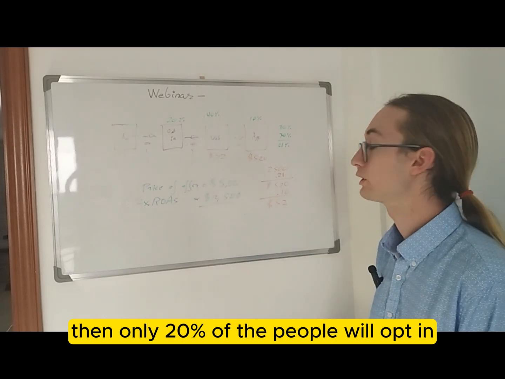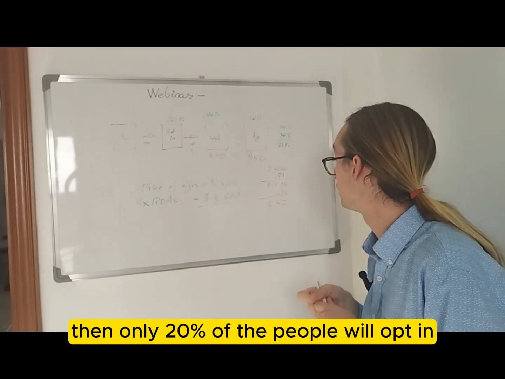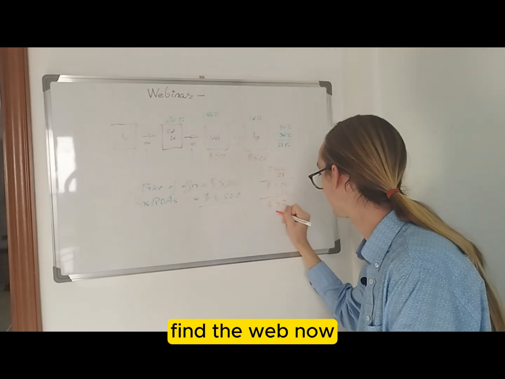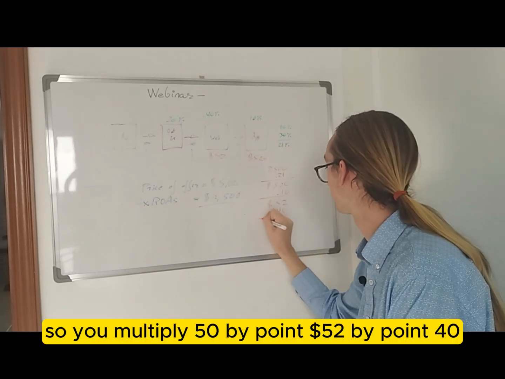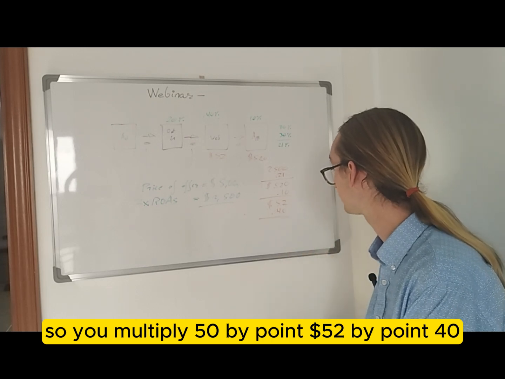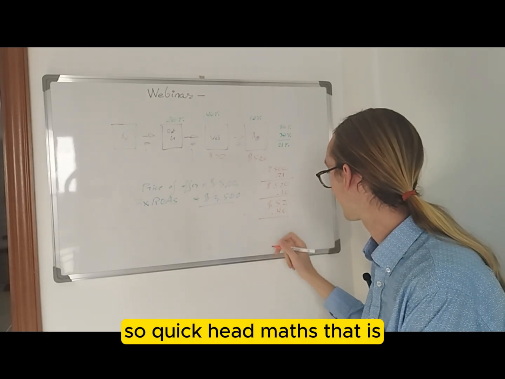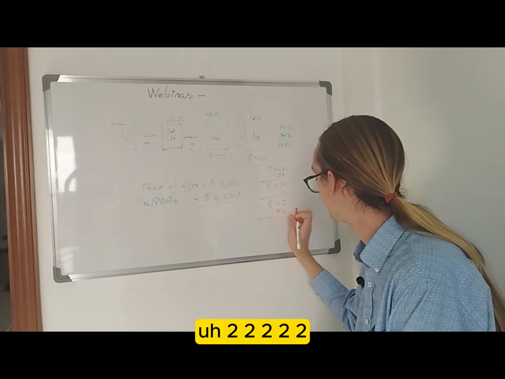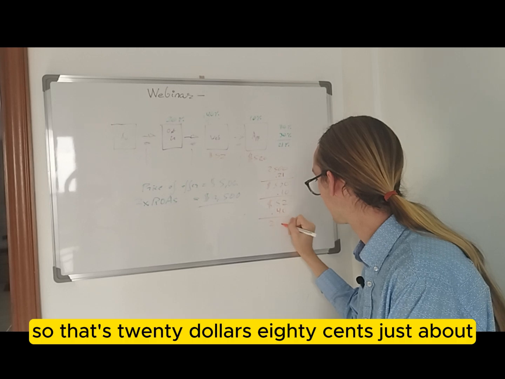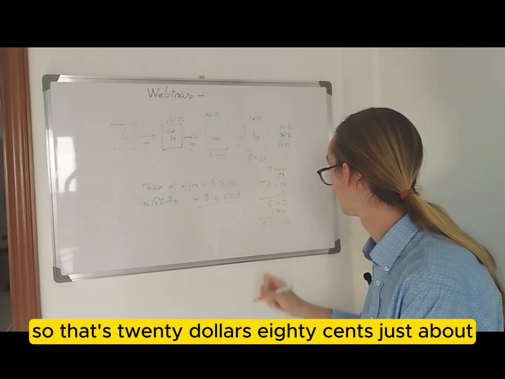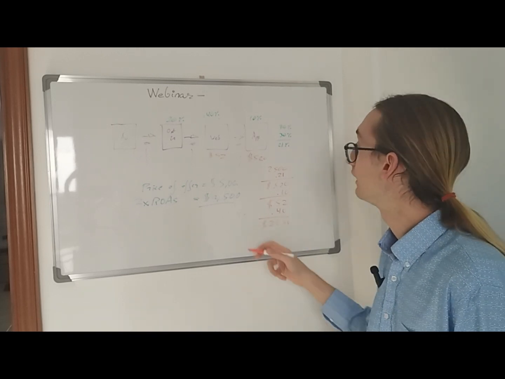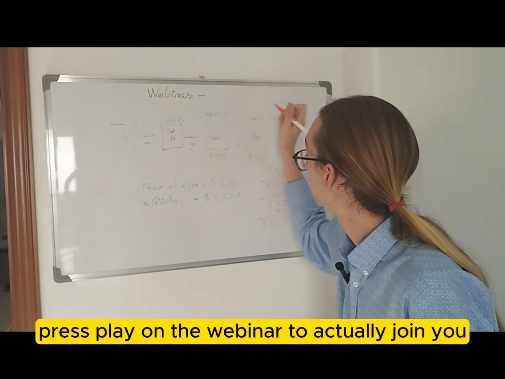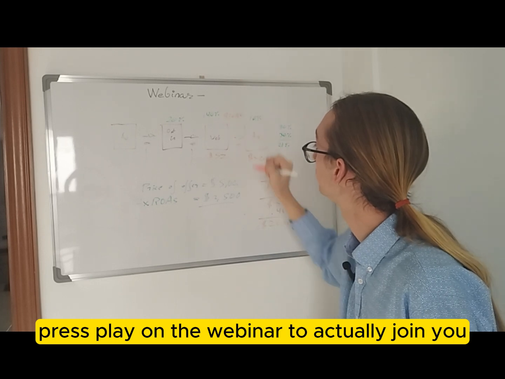Then only 40% of the people will press play. So what you need to do is get people to press play on the webinar. So you multiply $52 by 0.40. So quick head maths, that's $20.80, just about. That's how much you need to pay for someone to actually press play on the webinar, to actually join you.